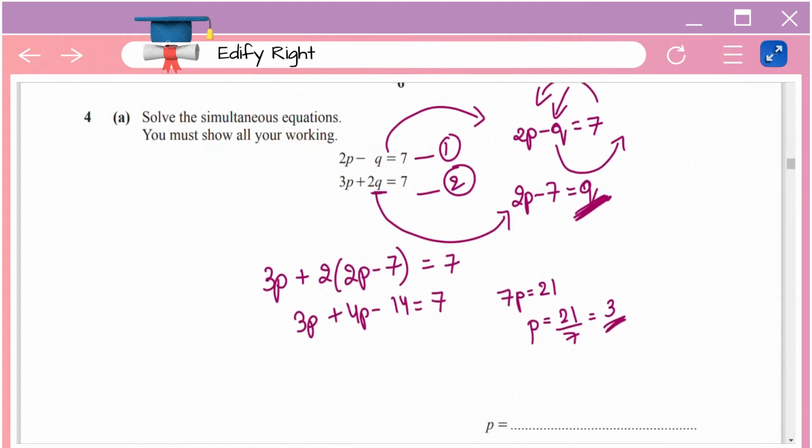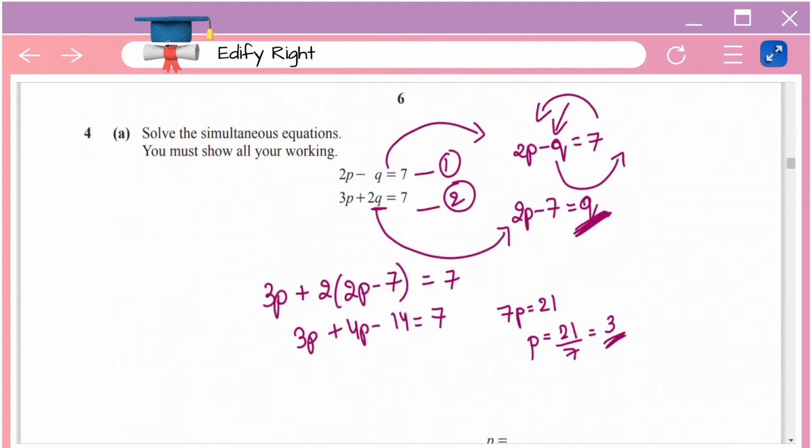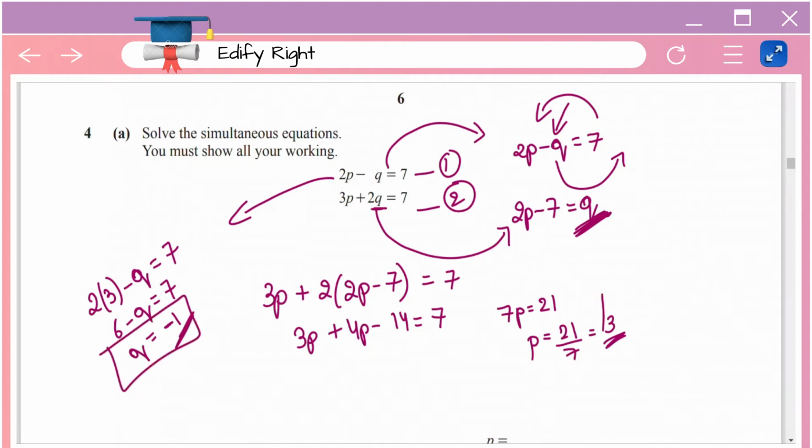Next, when you substitute this value of p in any of these two equations, you're going to get the value of q. So let me take the first equation. Here, instead of p, I'm going to substitute the value 3. 2 times 3 minus q equal to 7. So 6 minus q equal to 7. q is equal to minus 1. So that's the value of q, and this is the value of p.